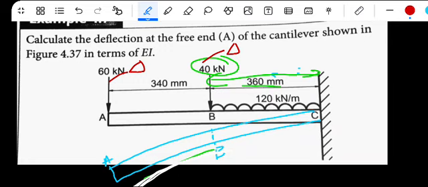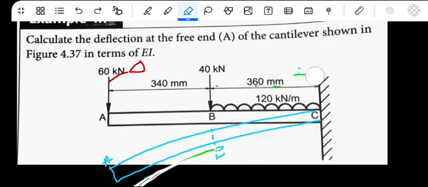So my question, what now? What's left now? All right. The left part now is this. We are done with this. Now we go to what? To this distributed load. Okay, let us go to this distributed load.